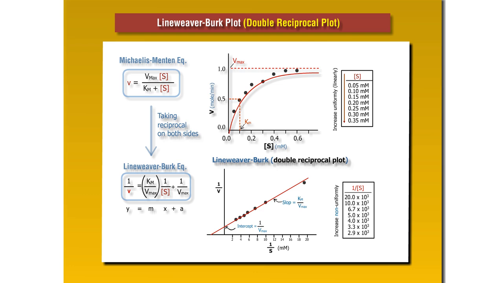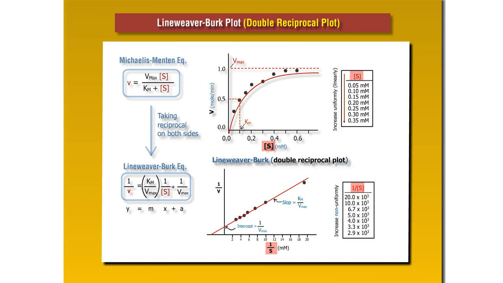Although this plot yields a straight line, it also possesses two main disadvantages. The first disadvantage is that the substrate concentration is expressed on the x-axis as 1 over s rather than s. In the Michaelis-Menten plot, substrate concentration is expressed as s, leading to a uniform distribution along the x-axis.